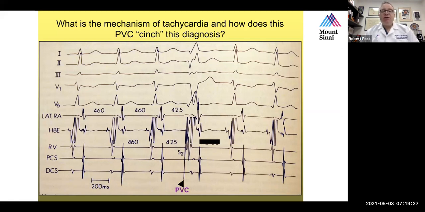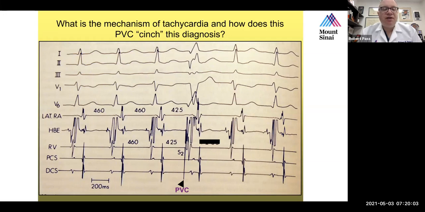Because reentry is occurring right next to the bundle of HIS. So theoretically, if you imagine that the reentry is occurring right above the level of the HIS, the retrograde A should be basically very early in the HIS pairs because it's essentially arising from the level of the HIS, right? That's where the reentry is, right above the HIS. So we would expect that the earliest A in AVNRT would almost always be in the HIS pairs.